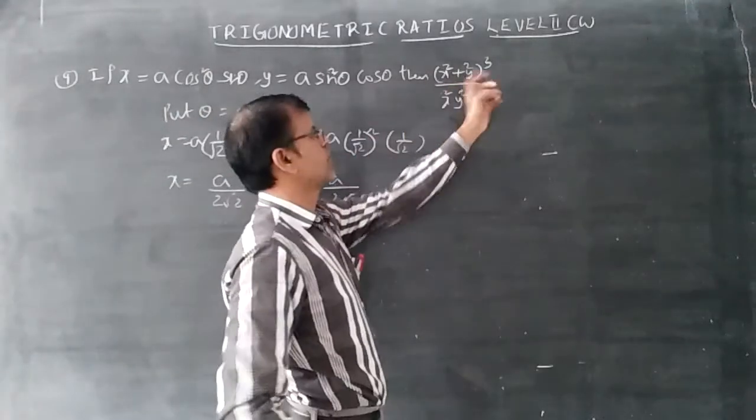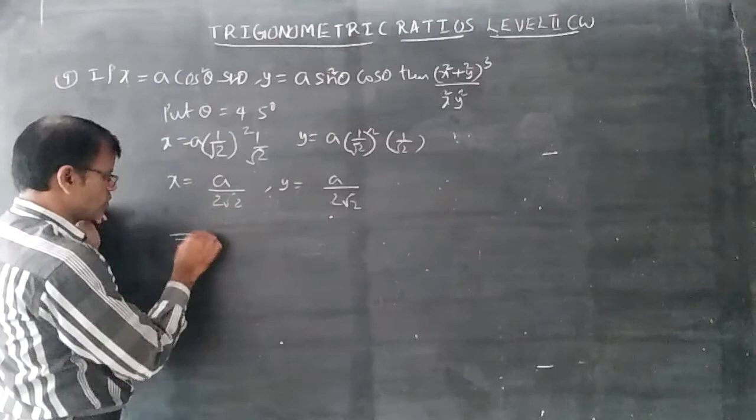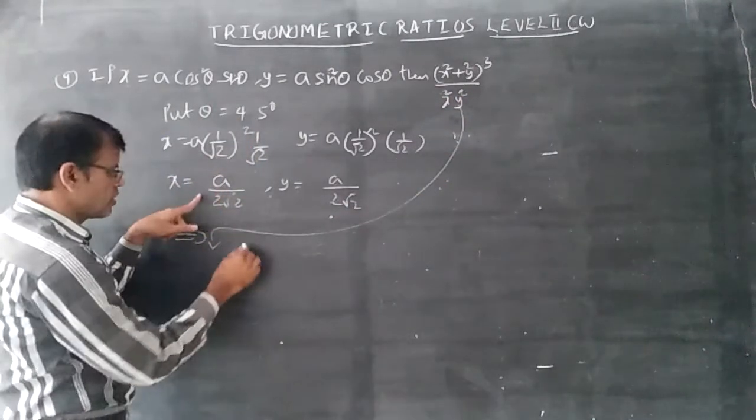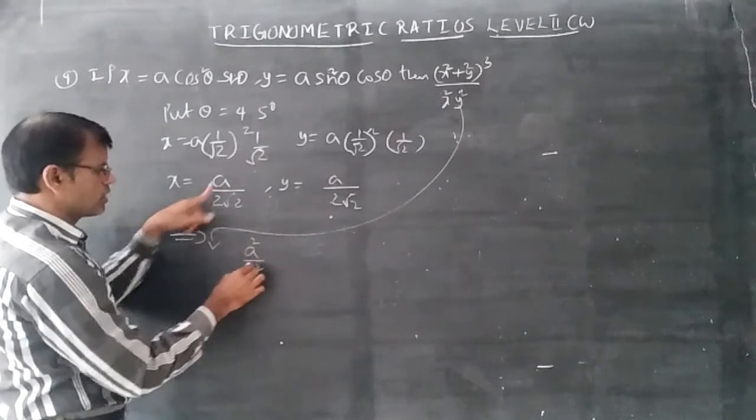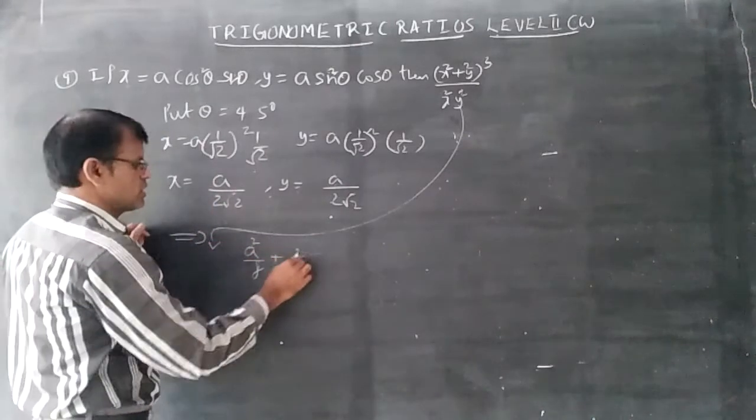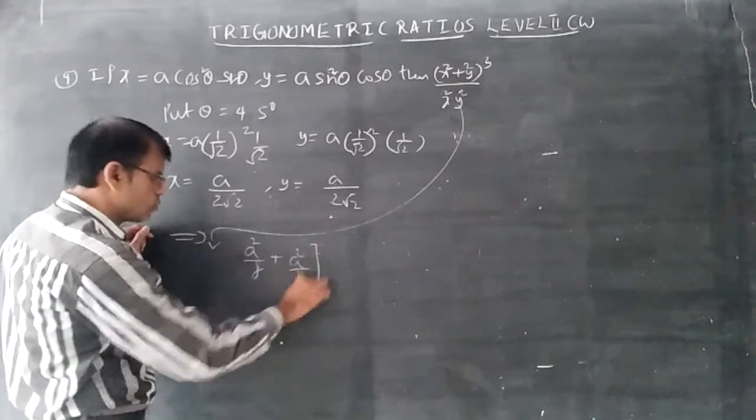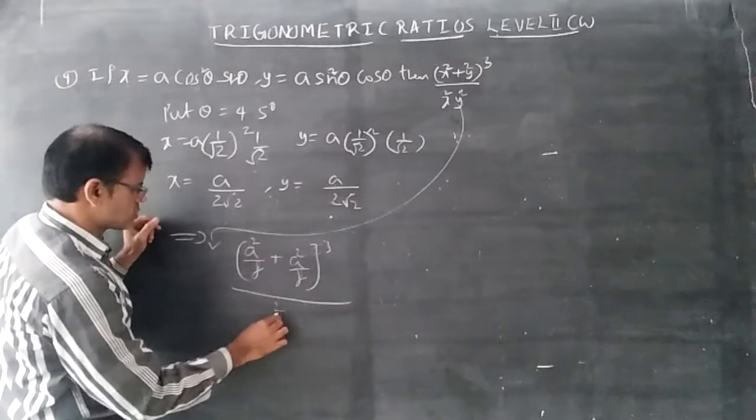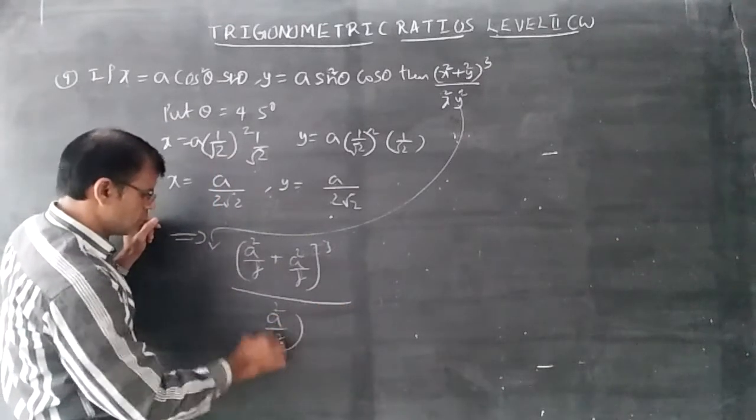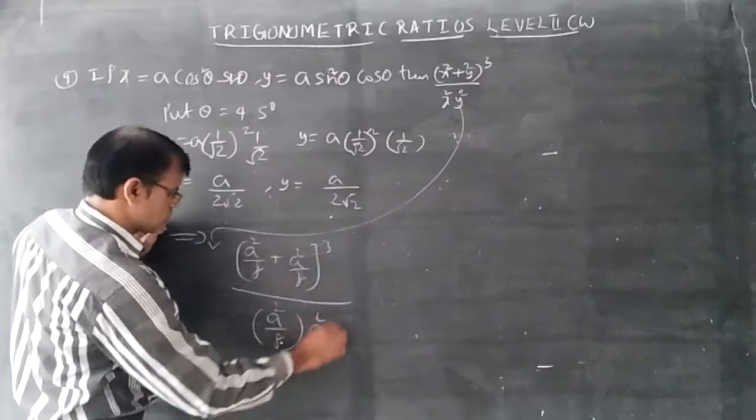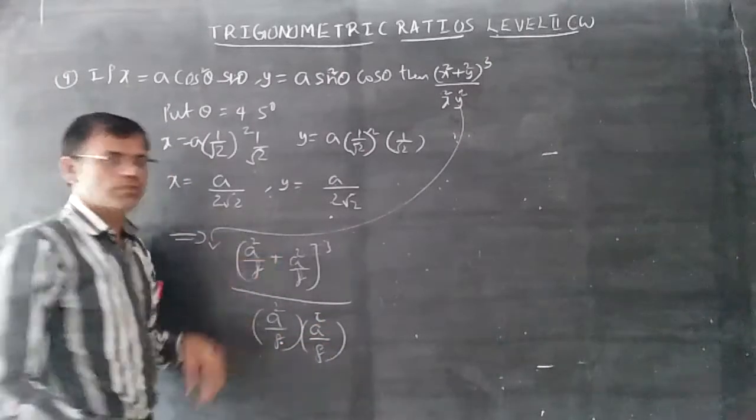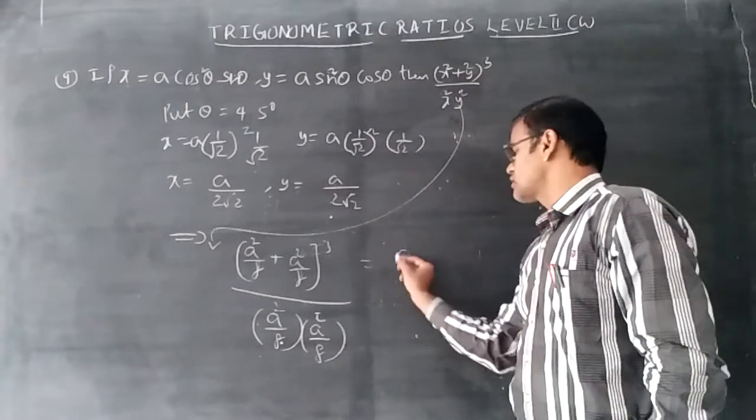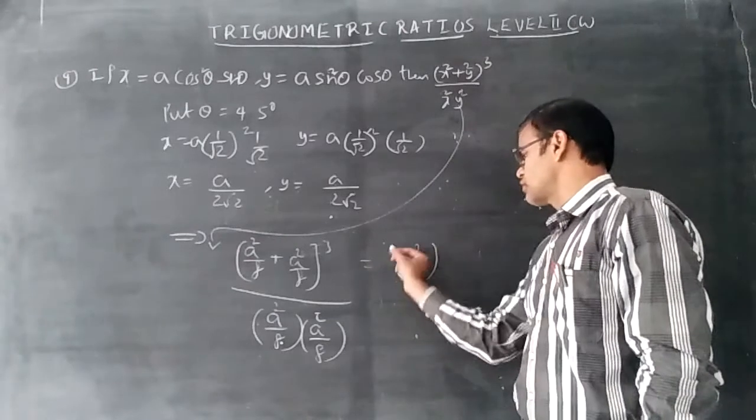Now substitute these values in (x square plus y square) whole cube. Here I am writing directly x square as a square by 8, because a by 2 root 2 whole square, plus here also a square by 8, total whole cube, whole by x square y square, so a square by 8 into a square by 8. Here a square by 8 plus a square by 8 becomes 2a square by 8, you can understand a square by 4 whole cube.